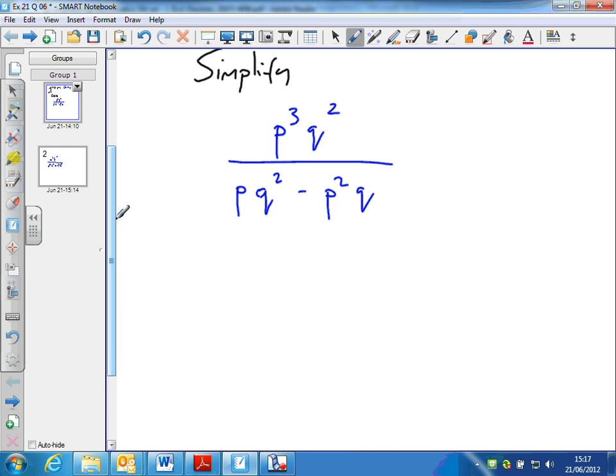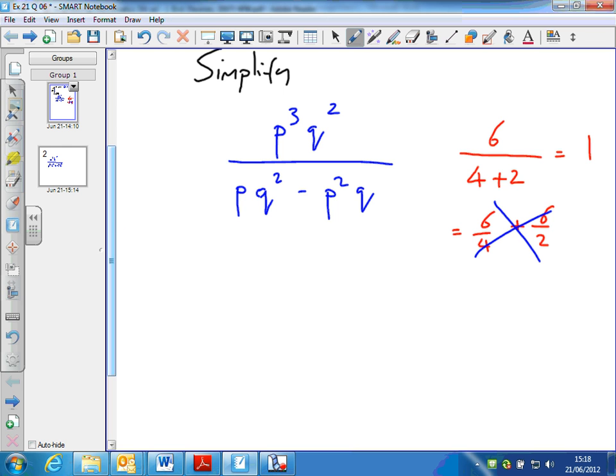Well, if we think about what we did in the previous question and think of that in terms of some numbers, I think you'd agree that 6 over 4 plus 2 is 1. But I can't write this as 6 over 4 plus 6 over 2. That doesn't come out to be 1. 6 over 2 on its own is just 3. So that doesn't work. I can't separate out each part of the denominator when it's added like that, in the same way that I could use this method in the first question, question 5 that we looked at. So I think of something different.